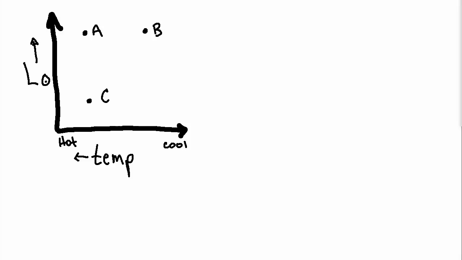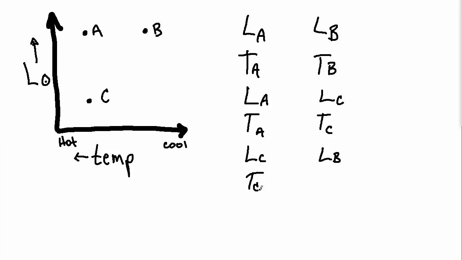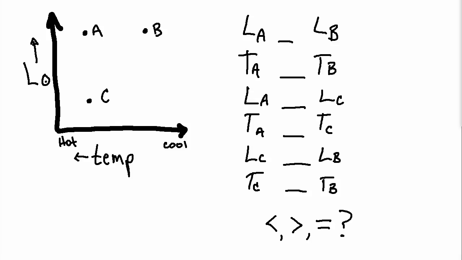And what I want you to do is think about how you would compare the luminosity and temperature of A, B, and C to each other. And so I'm going to list here all of the different comparisons. And I want you to think about which of them is less than, greater than, or equal to the other. So you're going to fill in each of those spots with that comparison.